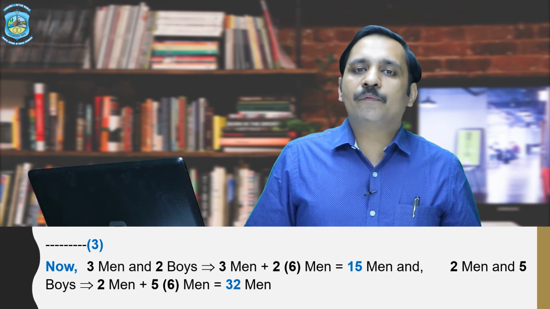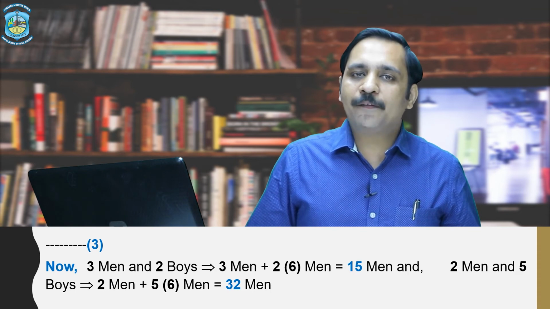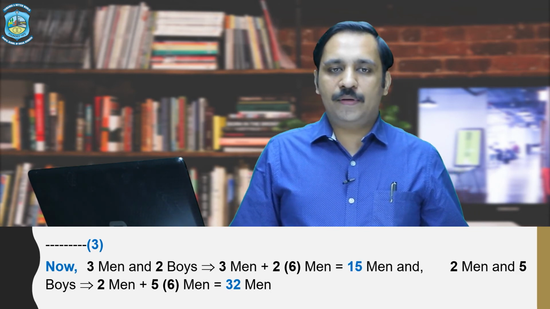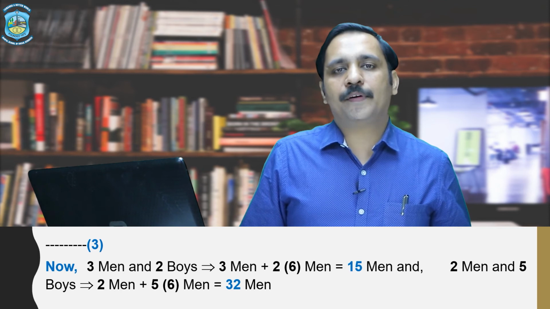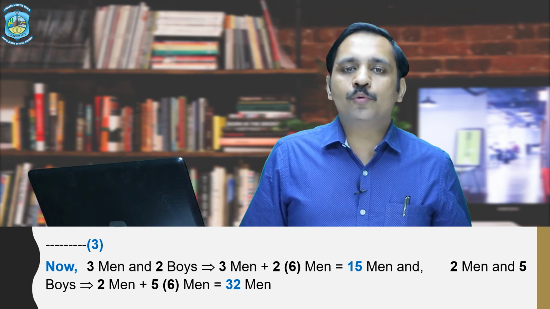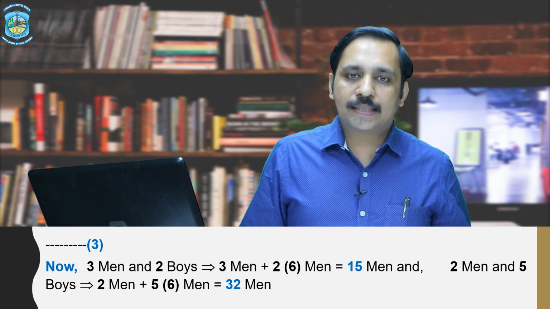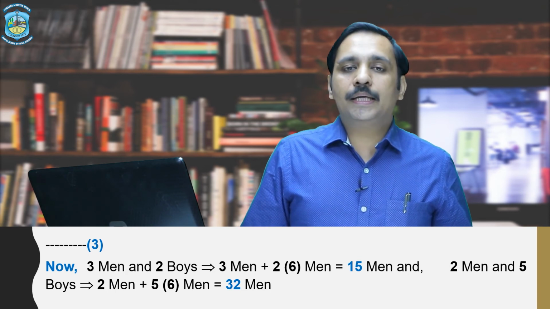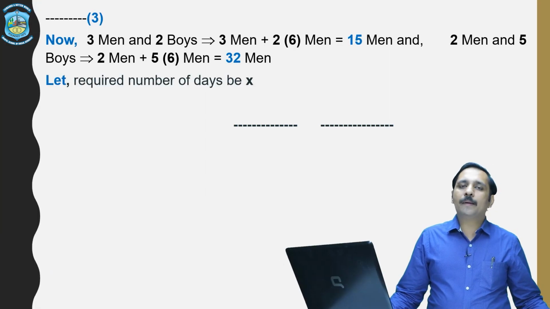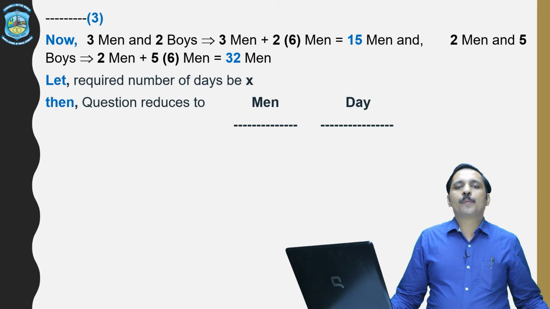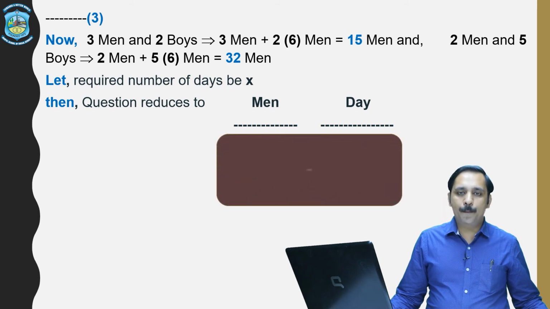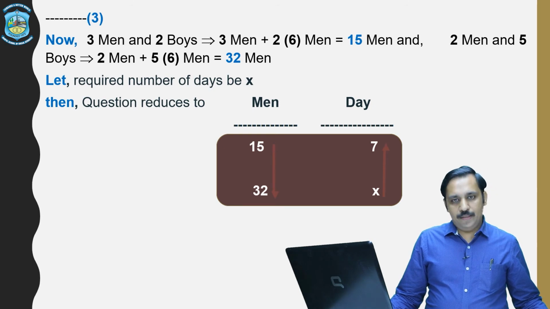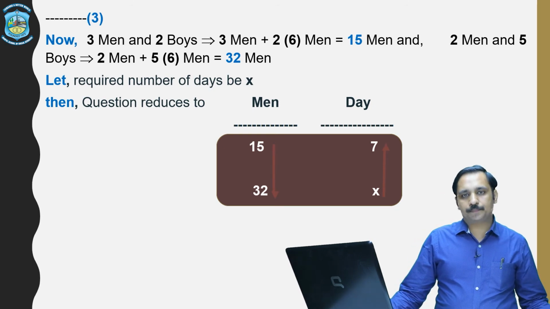It is given that we have to find it for 2 men and 5 boys. Again, on reducing, we have 2 men and 5 boys is equal to 2 men plus 5 into 6 men, that is 32 men. Let the required number of days be x. So the question reduces to 2 quantities, men and days. That means 15, 7, 32, x.